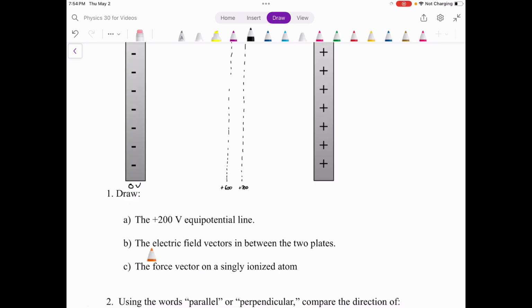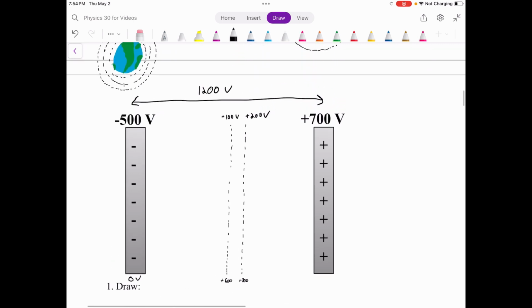Then it asks us to draw the electric field vectors in between the two plates. So we've got to ask ourselves, what would be the direction of the electric field in here? Do you remember how we always define the direction of the electric field? It's in the same direction that a positive test charge would feel a force. So if I put a positive test charge into this field, which way would it feel a force?